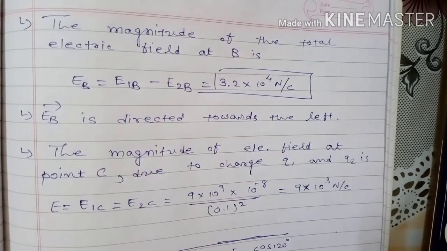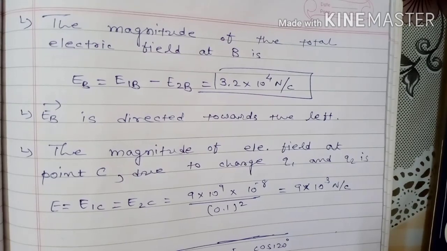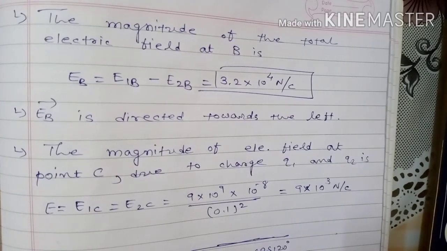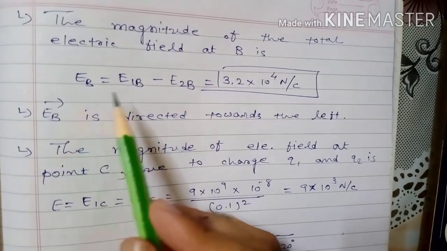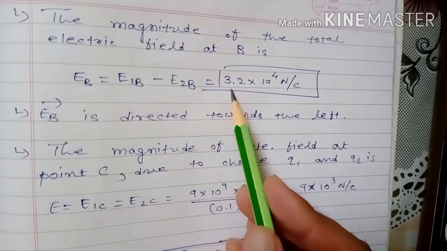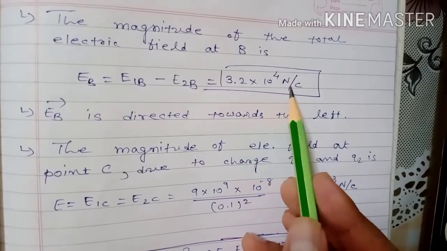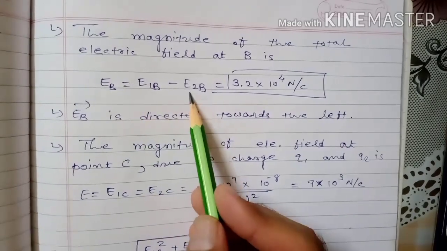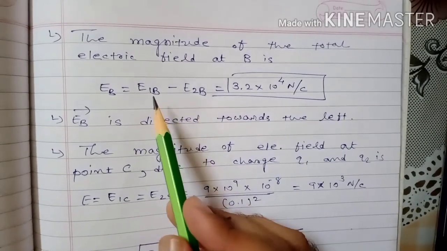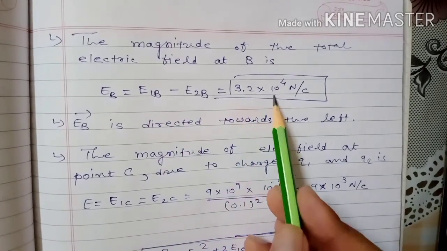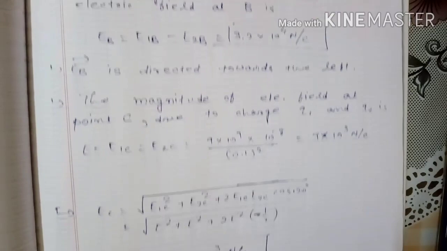When both the vectors are in the same direction, then to find the resultant vector we just add them. If both the vectors are in the opposite direction, then to find the resultant vector we subtract them. EB is equal to E1B minus E2B. That will give us the magnitude of the electric field at point B, and it comes out to be 3.2 into 10 raised to 4 Newton per Coulomb, because E1B is 3.6 into 10 raised to 4 and E2B is 0.4 into 10 raised to 4. If we take 10 raised to 4 common, then 3.6 minus 0.4 gives 3.2 into 10 raised to 4 Newton per Coulomb.